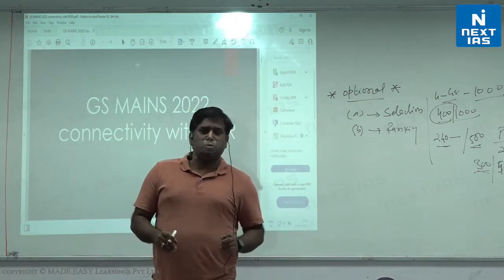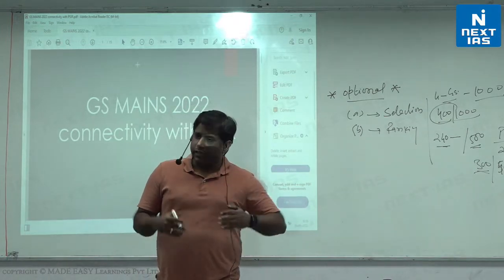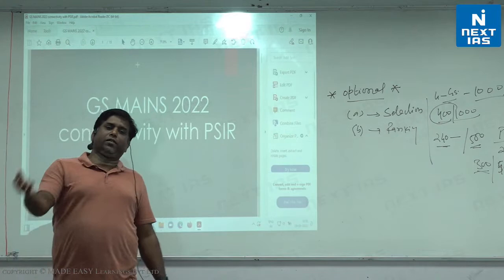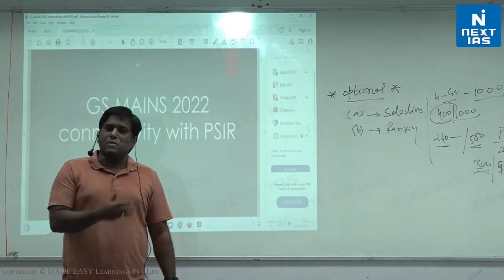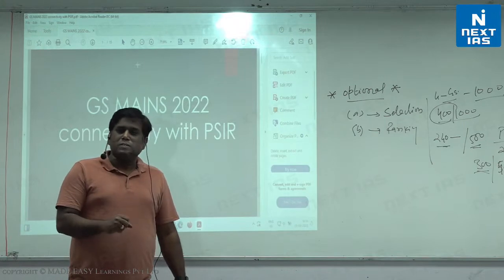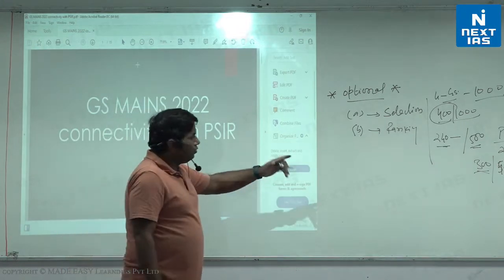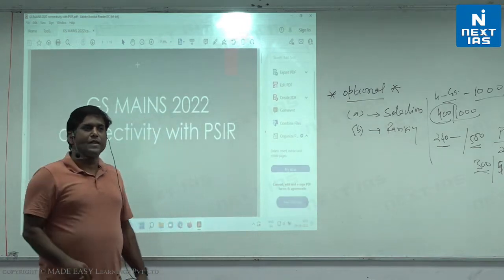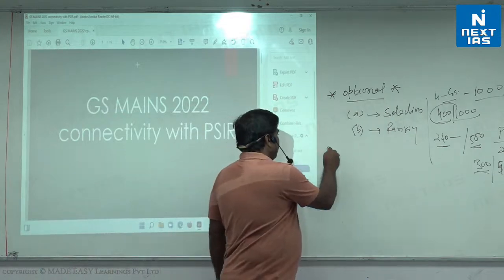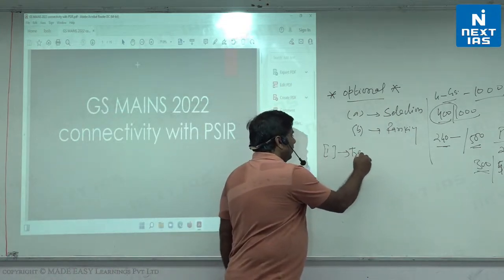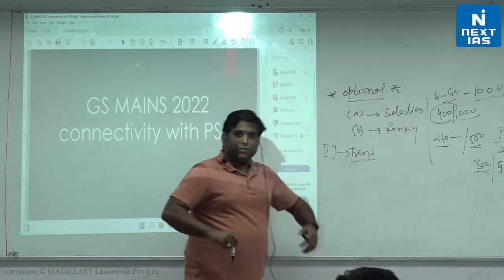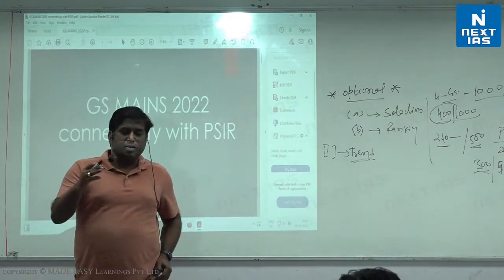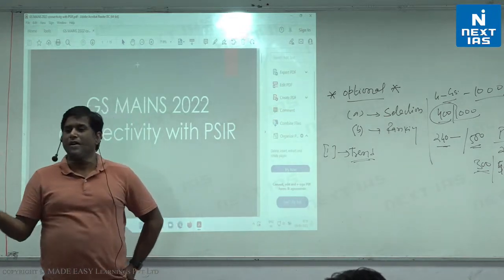So choosing an optional is a big decision. Because of peer pressure, or because we know someone who qualified with a certain optional, or whatever we studied in graduation, these cannot be the criteria. The primary criteria to look for an optional are three. The first criterion is the trend. Fortunately or unfortunately, there are certain subjects which relatively score higher in comparison to other subjects.